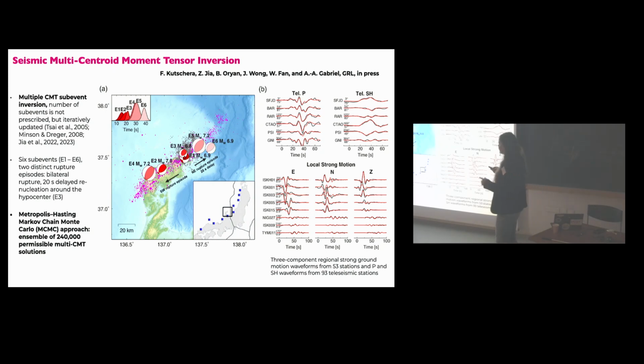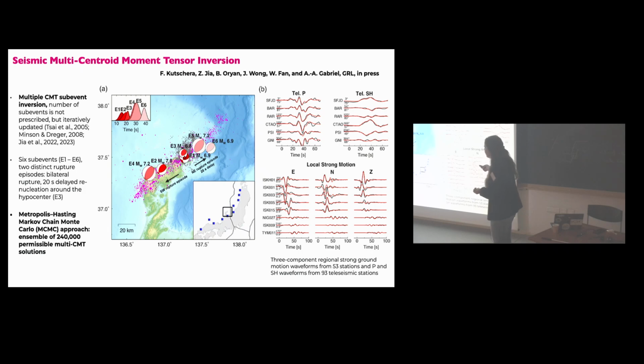Now, what we did is a multi-CMT sub-event inversion. What this means is that we're using teleseismic and regional seismic data to invert for not a single moment tensor, but for 6 of them in this case. The number is not prescribed, but it's continuously adding sub-events until the data misfit is reduced beyond a threshold. This is an MCMC approach, so we actually get 240,000 multi-CMT solutions as an output of this inversion.